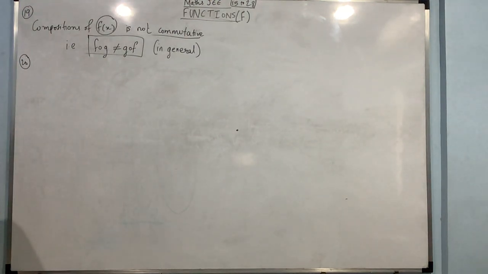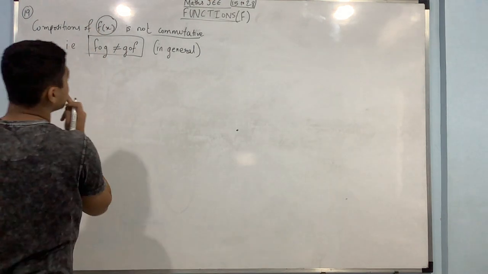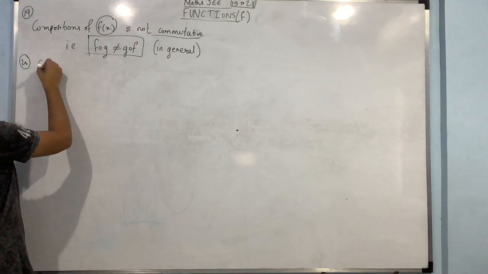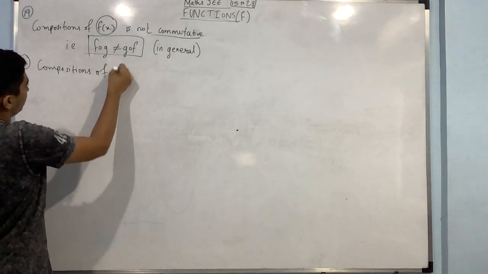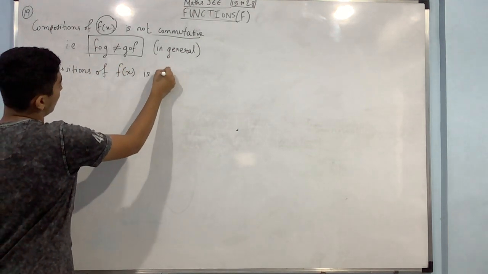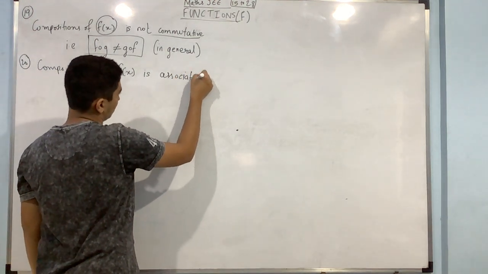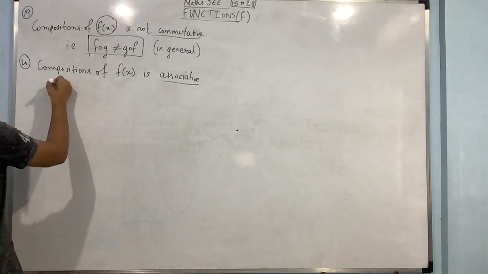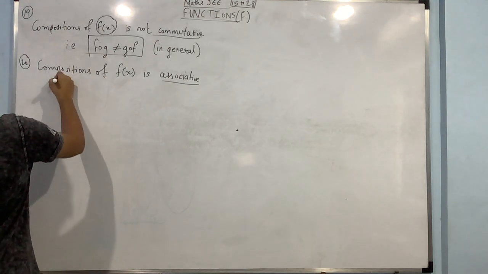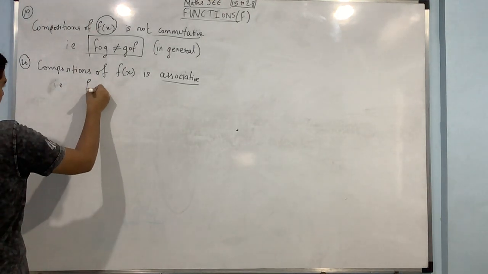20. Composition of functions is not commutative, but composition of functions is associative. It is associative. That means, मतलब अभी इसका क्या मतलब होगा? I can write like this, don't get confused, just remember.